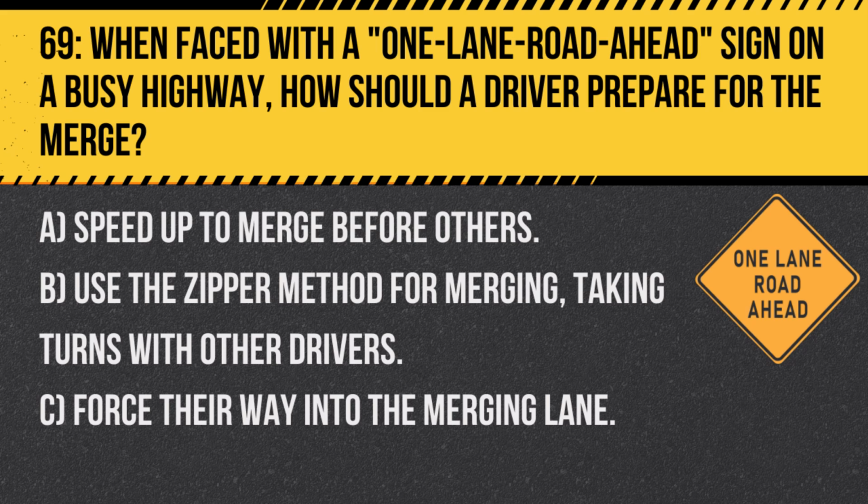Question 69. When faced with a one-lane road ahead sign on a busy highway, how should a driver prepare for the merge? A. Speed up to merge before others. B. Use the zipper method for merging, taking turns with other drivers. C. Force their way into the merging lane. Answer. B. Use the zipper method for merging, taking turns with other drivers. This method promotes fairness and reduces congestion during lane reductions.